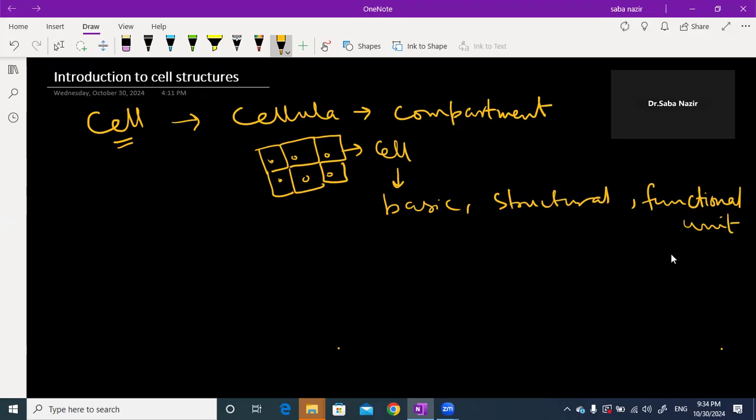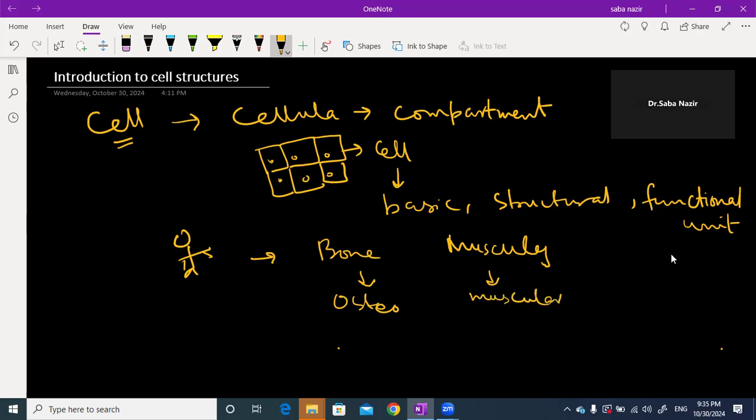What does it mean? Let's suppose we consider a human being, and we consider that human beings are made up of bones and muscles. Like we have many different types of cells and tissues, but we are only considering bones and muscles. The bones are made up of osteocells, while the muscles are made up of muscular tissue. Osteocells tend to be hard. The muscle cells tend to be flexible.